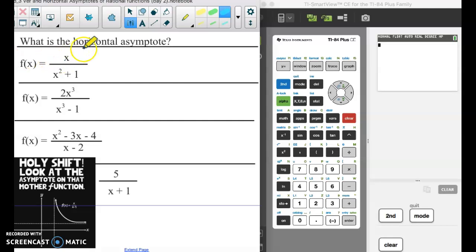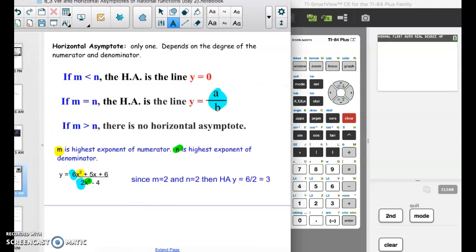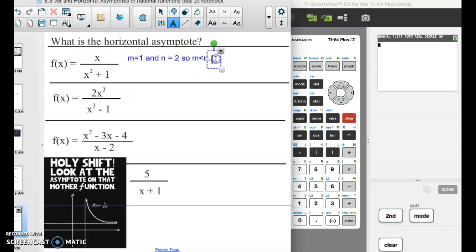So what is the horizontal asymptote? We first look at m and n. In this case, m equals 1 and n equals 2. So m is less than n. And we can think, okay, what does that mean? M is less than n. The horizontal asymptote is y equals 0.